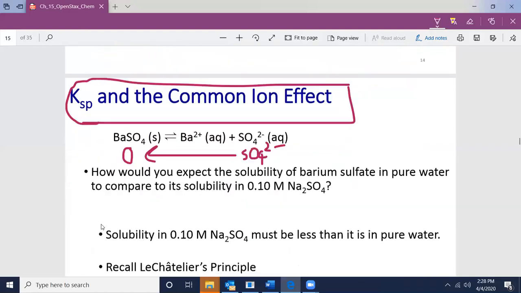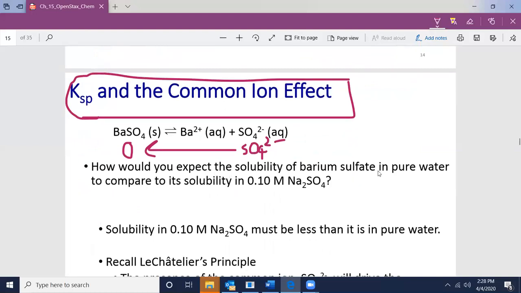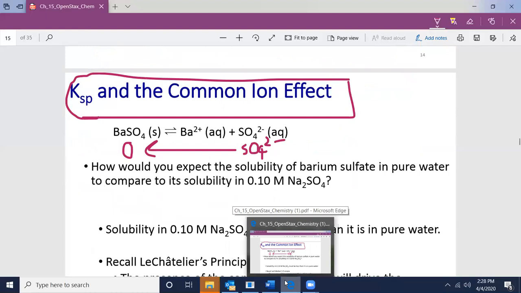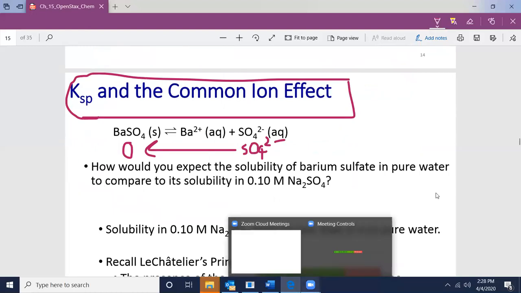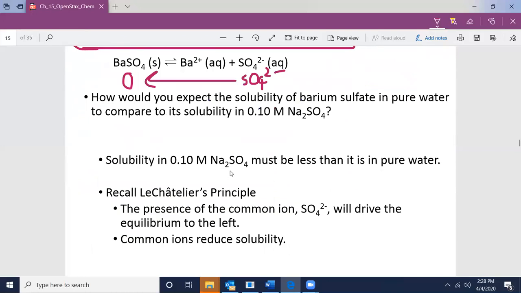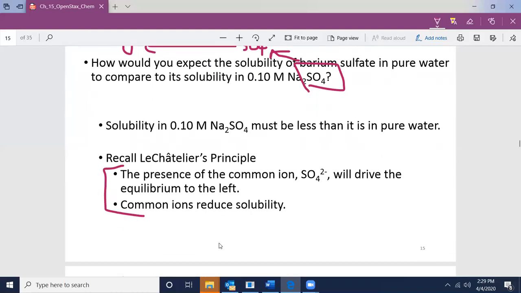So how would you expect the solubility of barium sulfate in pure water to compare to its solubility in 0.10 molar sodium sulfate? The solubility in 0.10 molar sodium sulfate must be less than in pure water. That's what we get from the common ion effect, from Le Chatelier's principle, right? So go review that. It's again a recall thing in this chapter.